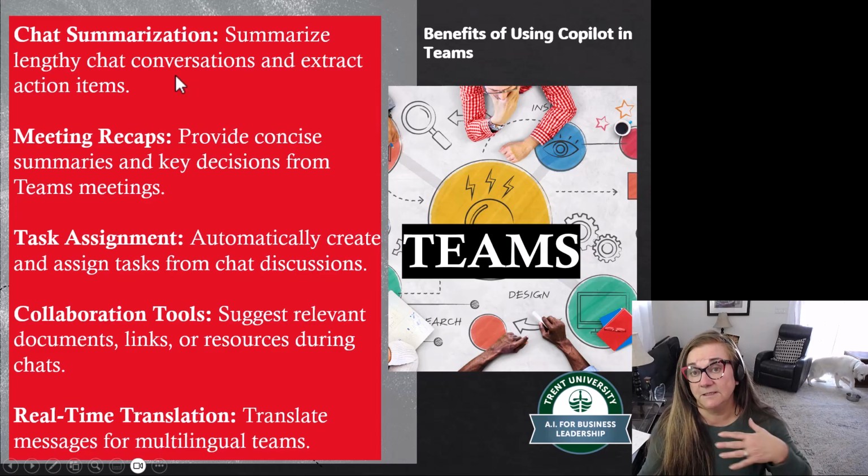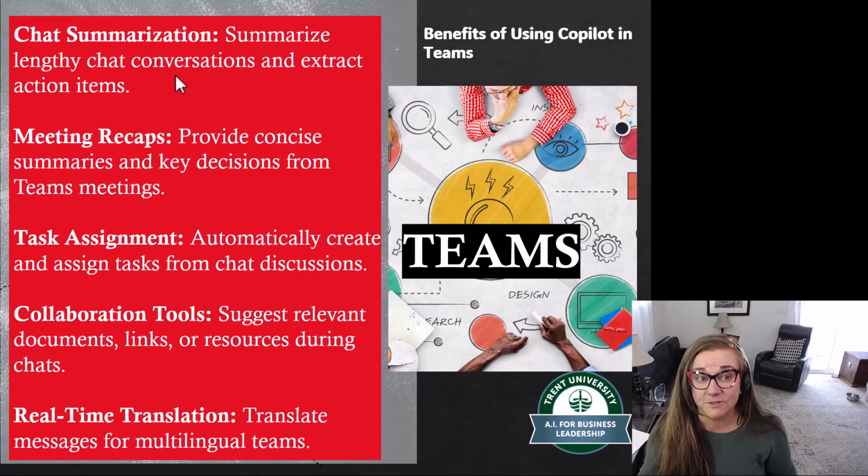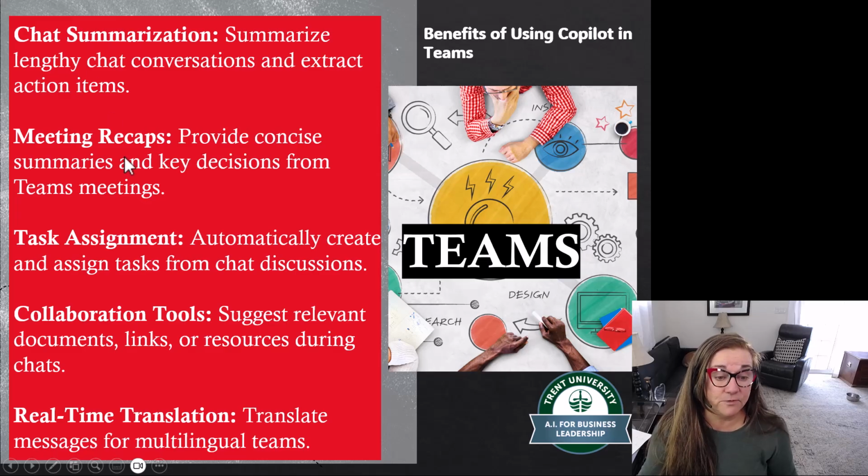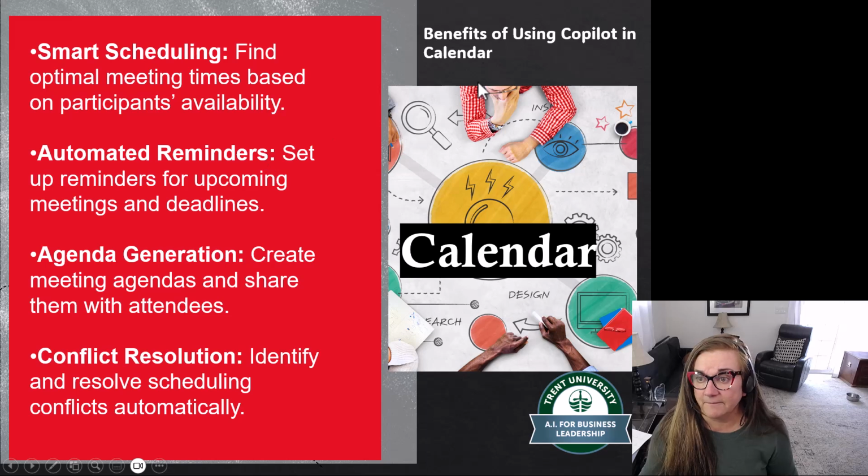Copilot in Teams, which is the equivalent to Zoom in Microsoft. So you can do a chat summary, a meeting recap, and assign tasks to people who said they were going to do certain things within the meeting, plus collaboration tools. There's so much that we can do, and we've seen a lot of that.